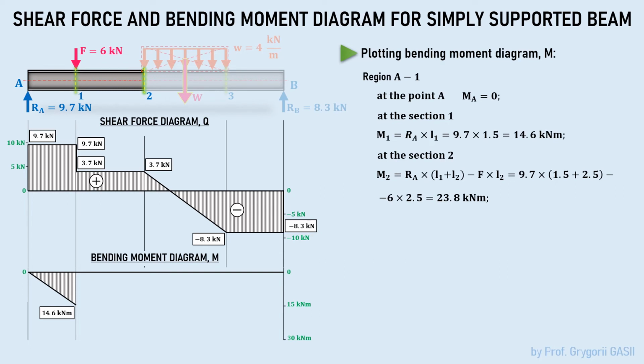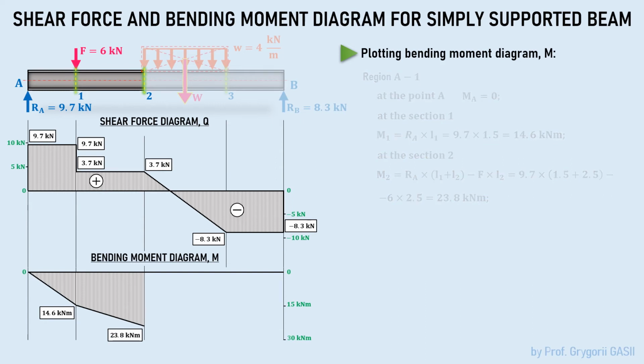The required distances are easy to determine because they are known. It's enough to add the individual lengths of the beam regions. Solving the equation, we determine that the moment is equal to 23.8 kN-meters. Put it on the diagram and link it with a line with the previous ordinate. Little by little, the diagram of the bending moment appears.